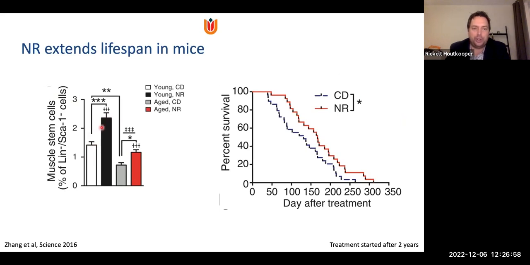And this is both in young individuals, young mice, as well as in old mice. And even if you start treating mice after 2 years of age, you still see an extension of the lifespan after exposure to nicotinamide riboside compared to a chow diet, sort of control diet, where you don't supplement. So even late stage supplementation of this vitamin B3 homologue still extends the lifespan.